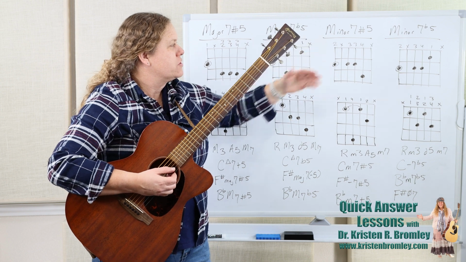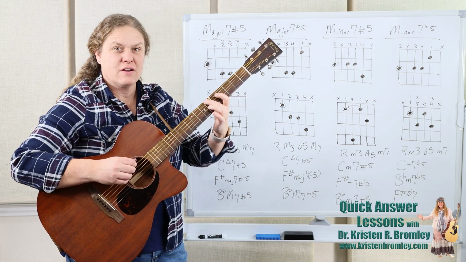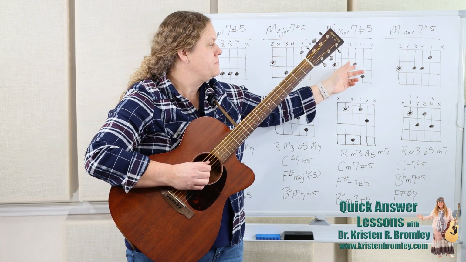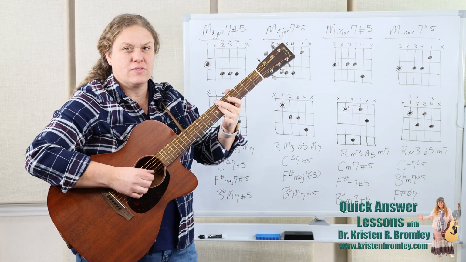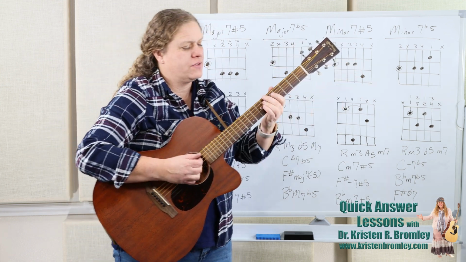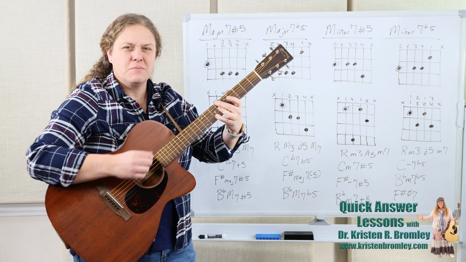So with the minor 7 sharp 5, I'm going to have my middle finger at the 6th fret on the 6th string. Ring can bar over for strings 3 and 4 at the 6th fret, and then pinky grabs the sharp 5 on the 5th string. And we mute the top string, mute the 5th string.